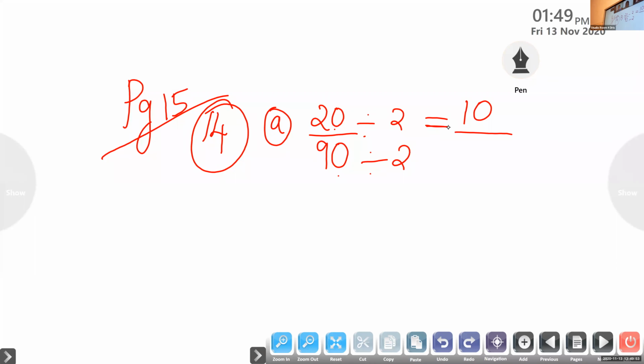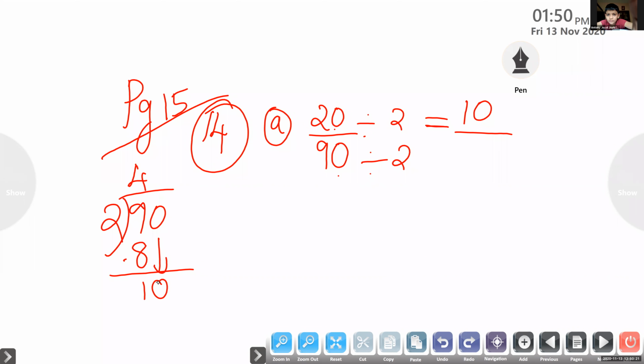20 divided by 90. If you don't know, do here. 20 divided by 90, very easy one. Yes, what's the answer? 2. Four 2s are 8. Then write 0 down, 8, and 2 into 5.